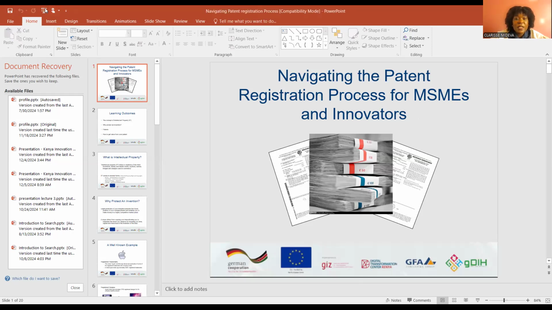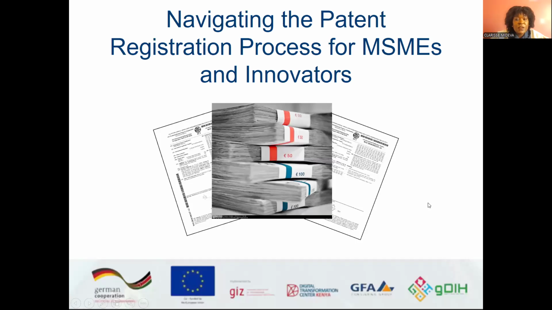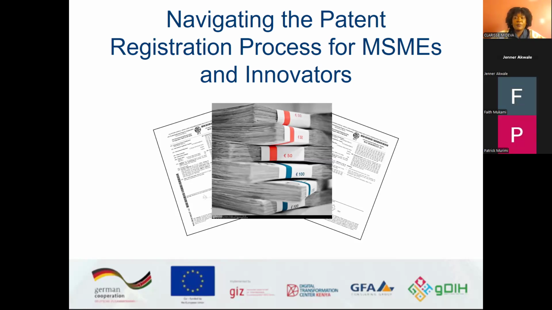So Patrick Murimi is asking, what are some common mistakes innovators make during the patenting process and how can they be avoided? One of the major common mistakes that innovators make is that they get excited when they have an invention, and at that particular point, they want to share it with every other person. That is, share the invention. And then they forget that it needs to be protected. That is one major mistake that I have noted.